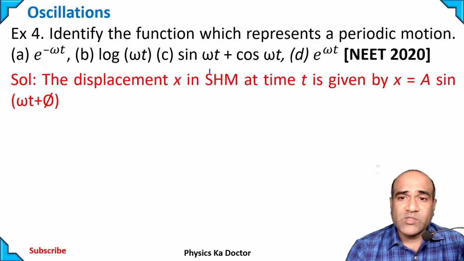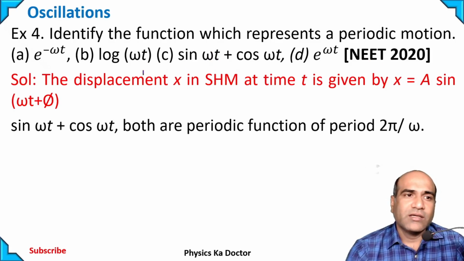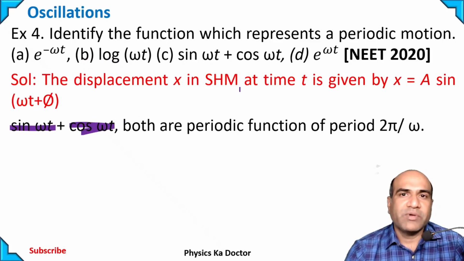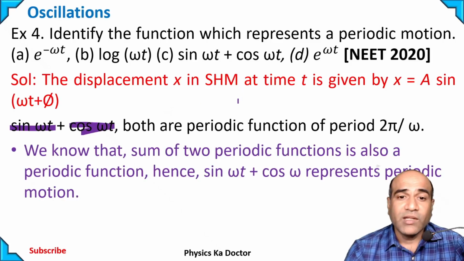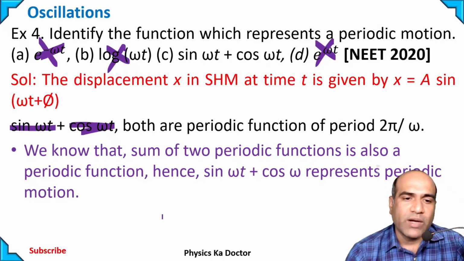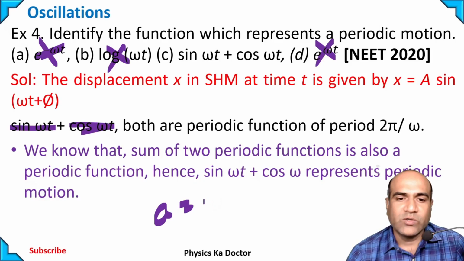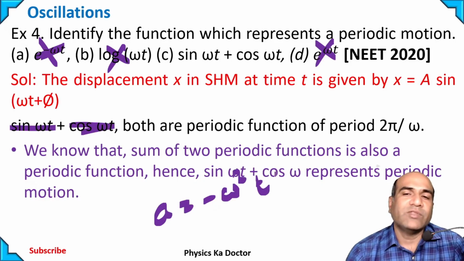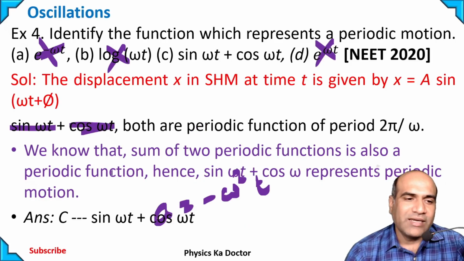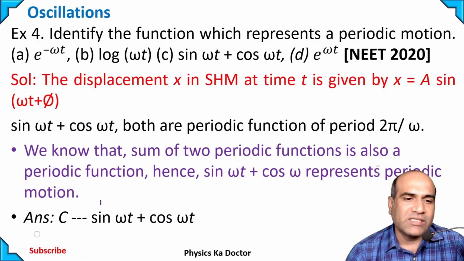So the displacement is given by x equal to A sin(omega t plus phi). Okay. So we know that sin omega t and cos omega t both are periodic and the others are not. E power minus omega t, no; e power plus omega t, no; and log is also not going to provide it. Acceleration is equal to minus omega square x, and you will never get this equation from those. Right. So only answer C is the correct choice.